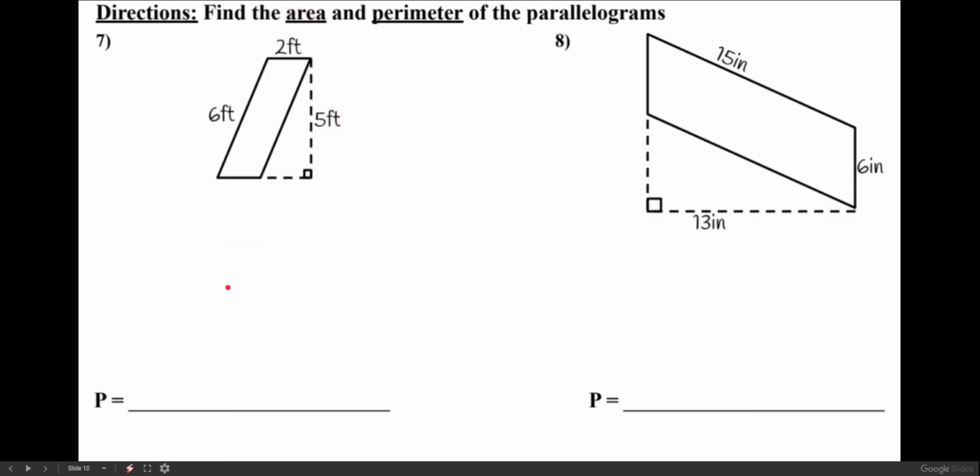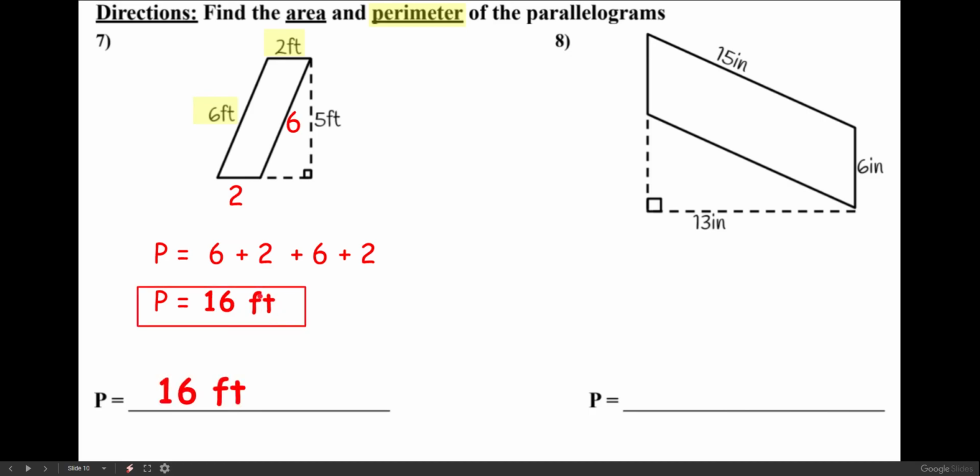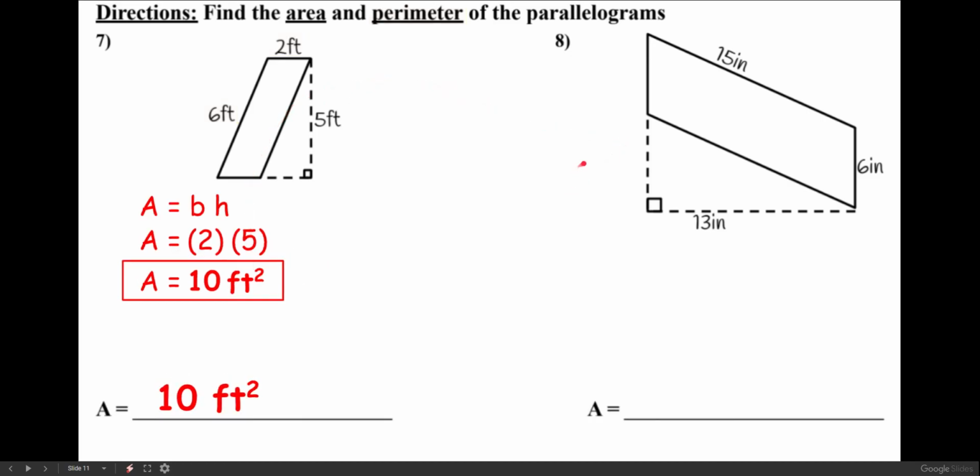Let's do the perimeter of number 7 now. So it's just 2, which makes that 2. If this side is 6, that means this side is also 6. Let's add up all those numbers. 6 plus 2 plus 6 plus 2, which equals 16, and it's in feet. So that's our answer. Let's do our last one, number 8.